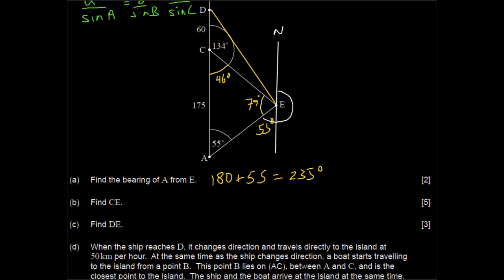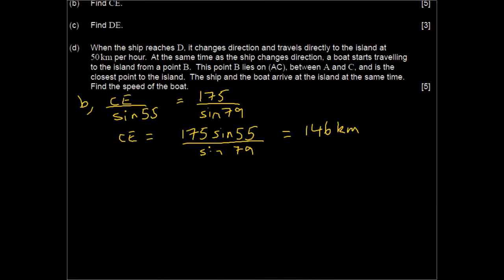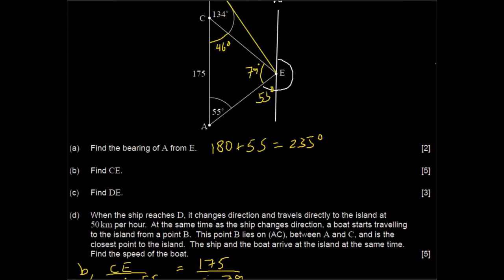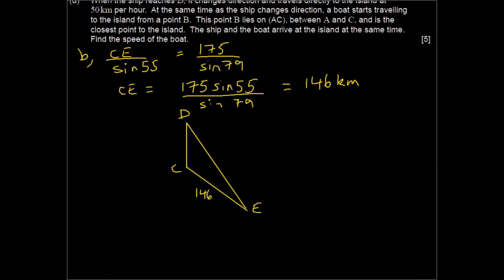So I'm going to redraw the triangle down the bottom here so we can see what's going on. So the triangle is like this. This is D, this is C, this is E. We know that this is 146. We know that that side there, CD, is 60. And we know that this is 134 degrees. Alright, so this is where we're going to need to use the cosine rule, because we've got two sides and the angle in between them.